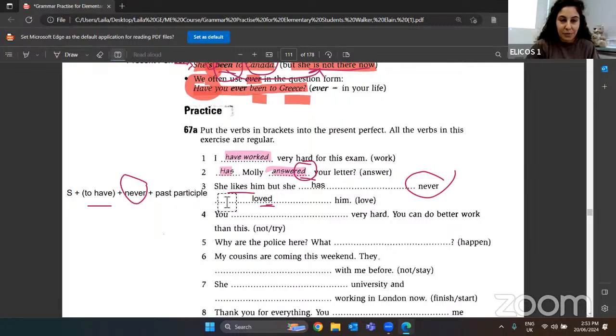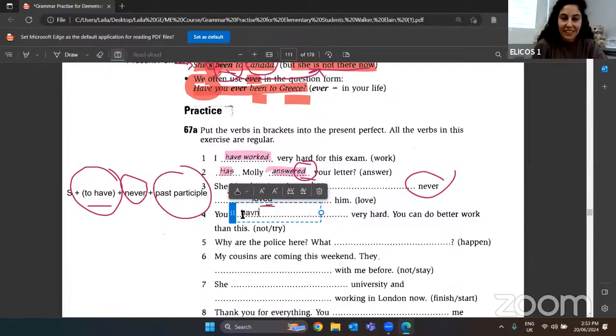Okay, we have number 4. Sorry, what was your name? Peter. Oh, Peter, that's right. Sorry, because I have the name on my other laptop. So Peter, number 4. You got to use the past participle. So have a look at the rule. Use the verb have and then the past participle. You haven't never. You haven't. And then what's the verb? You haven't tried very hard.